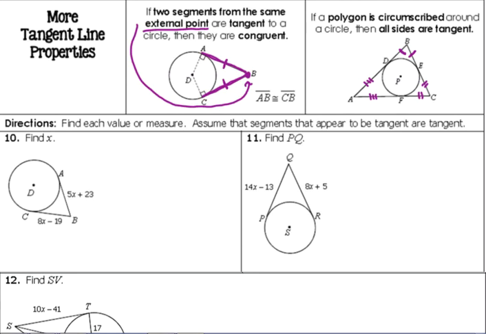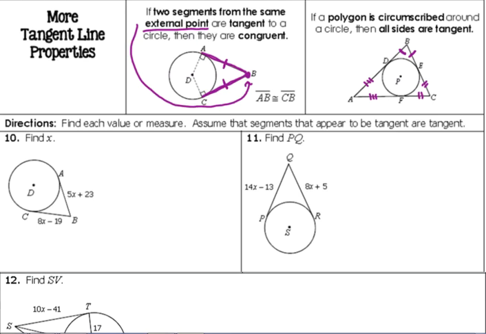Circumscribe means think about a circumference, or if you circumvent something, you go around it. So if you're circumscribed, that means something is drawn around the circle touching.